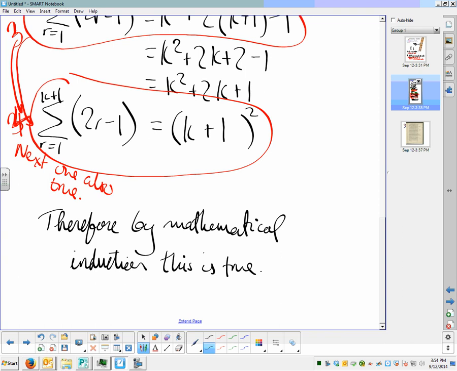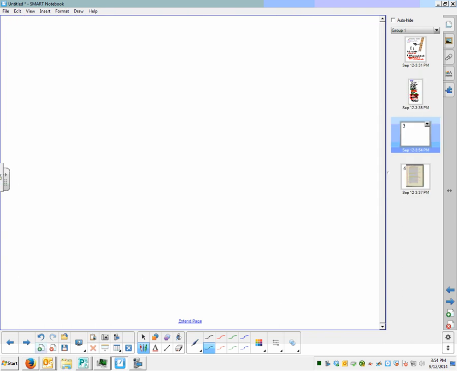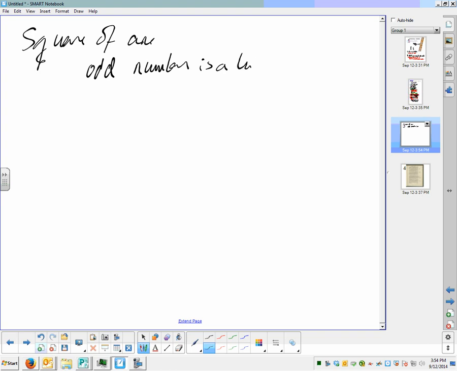I'm going to do one more example for you. I'm going to do my example from last lesson, the example that the square of an odd number is always one more than a multiple of 8. The square of an odd number is always one more than a multiple of 8.